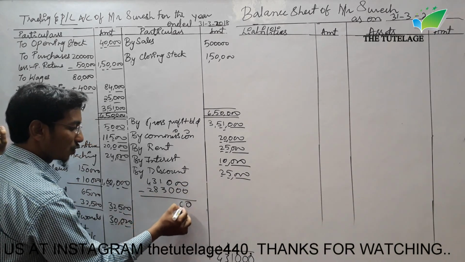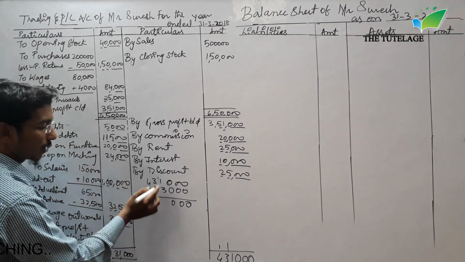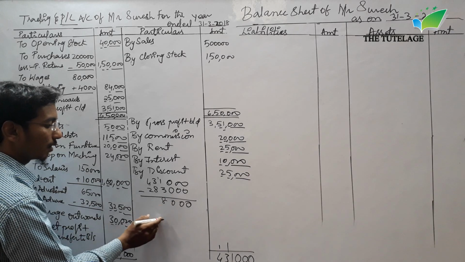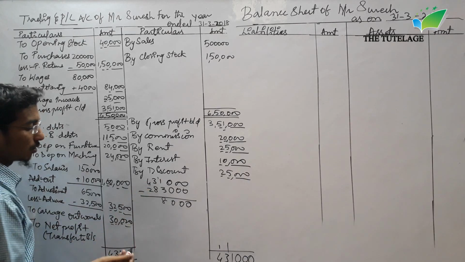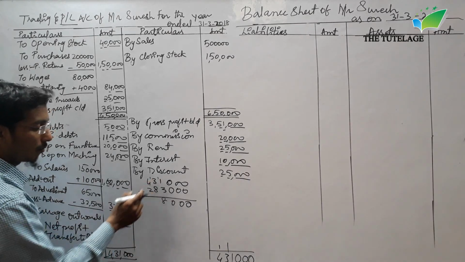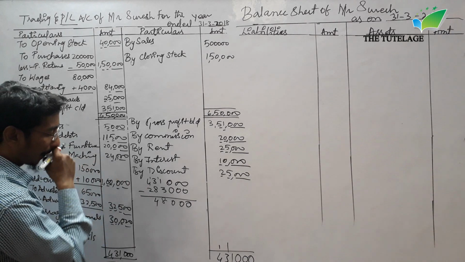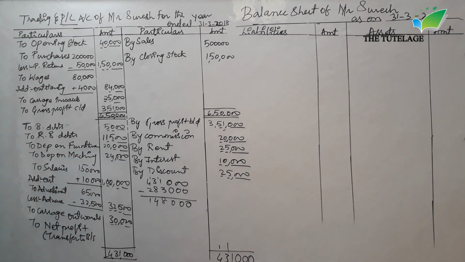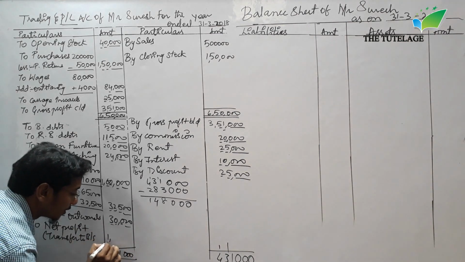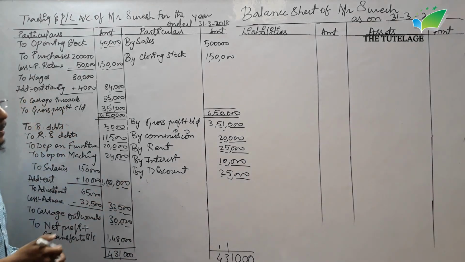4,31,000, 0 0 0. Okay, 1 minus 3 is not possible, so borrow 1. It becomes 11, 11 minus 3 is 8. Giving 1 to the neighbor, it becomes 2. 2 minus 8 is not possible, so borrow 1 from the 4 and it becomes 12, 12 minus 8 is 4. Next, it becomes 3, 3 minus 2 is 1. So 1,48,000 is the net profit Mr. Suresh got in 2018.